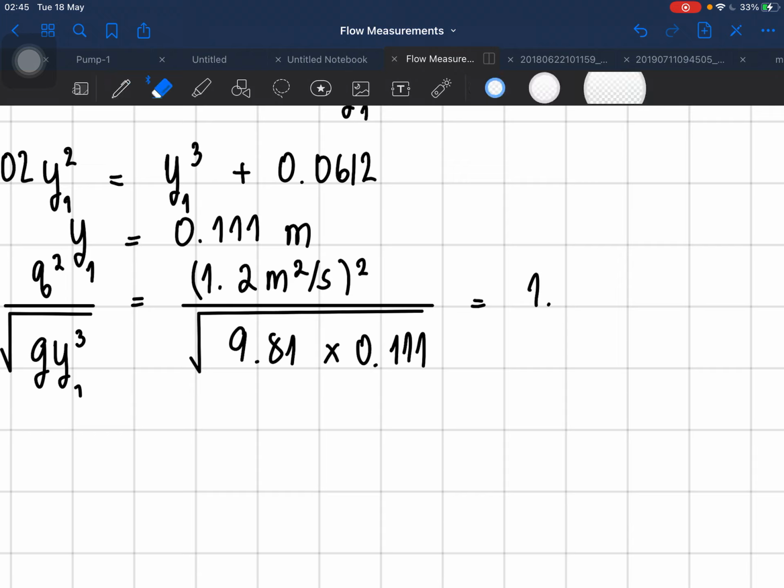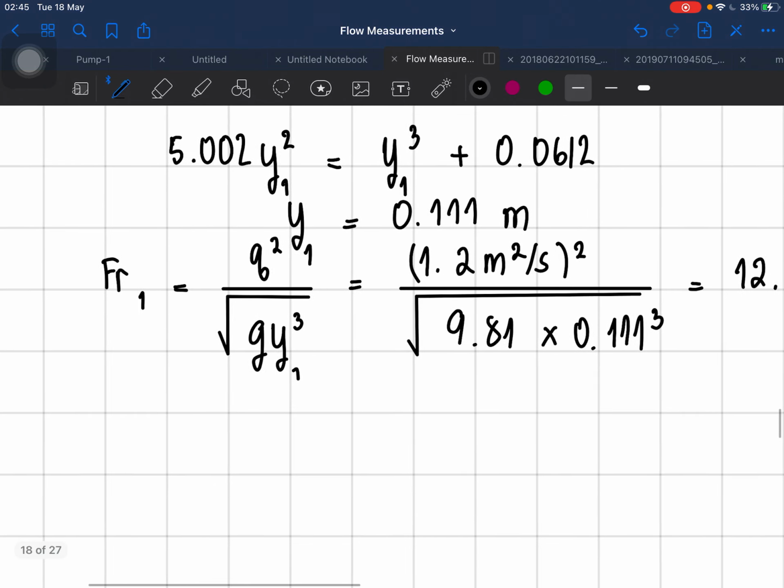The answer is quite surprising to me. It's too much for me. I would say 12.43. It's larger than 1, of course. So then we can find dy1.